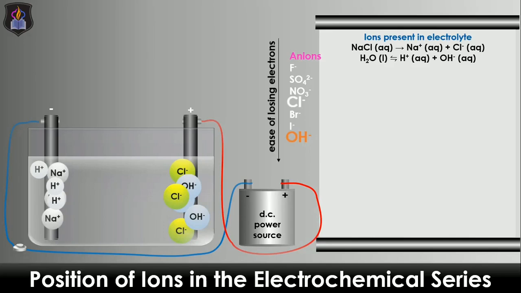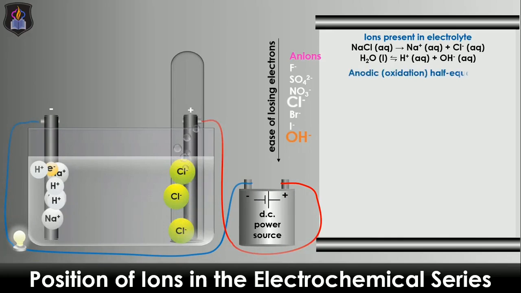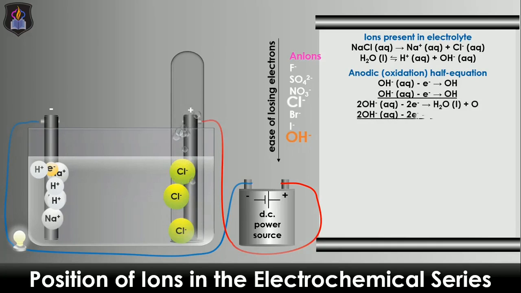The ease of losing electrons increases down the series for anions as less energy is required by the ions to undergo oxidation or lose electrons. The hydroxide ions undergo oxidation by losing one electron each to form OH radical. Since OH cannot exist on its own, 4 moles of OH will combine to form 2 moles of water and 1 mole of oxygen gas as seen in the anodic half equation.